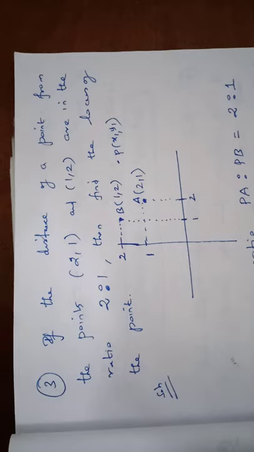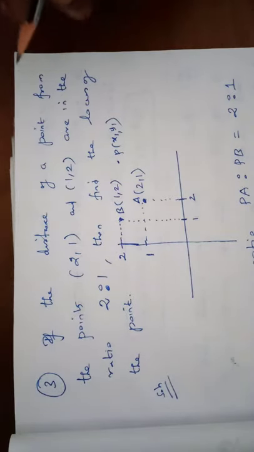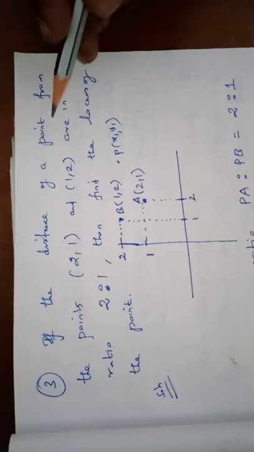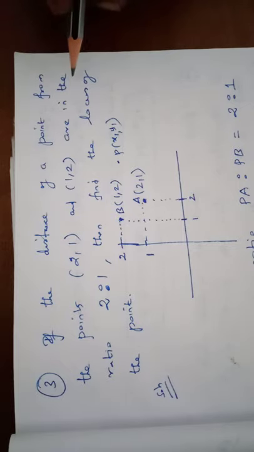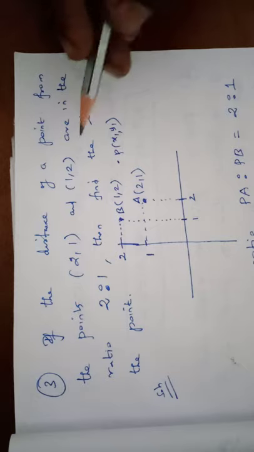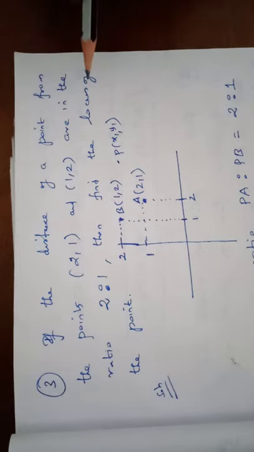Exercise 3.1, sum number 3. If the distance of a point from the points (2,1) and (1,2) are in the ratio 2:1, then find the locus of the point.